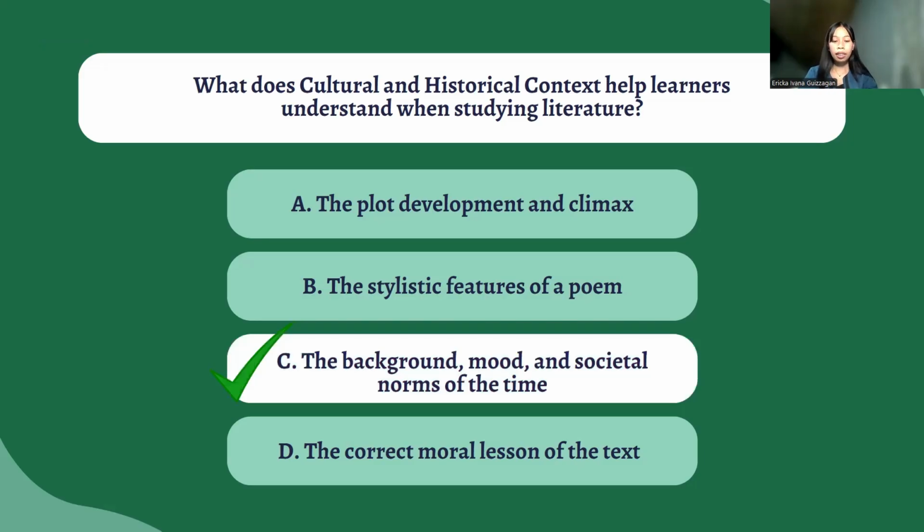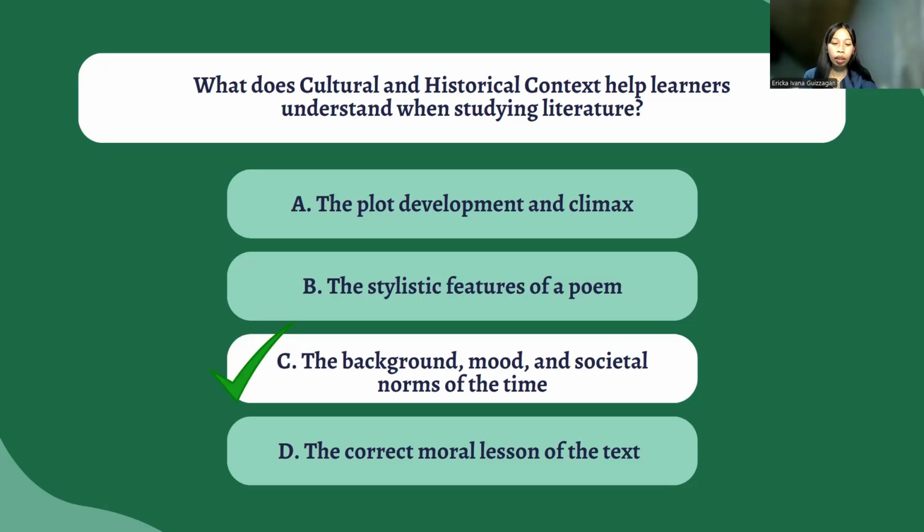Letter C, because cultural and historical context helps learners understand how time, place, social norms, religions, and attitudes shape the text and its meaning. This framework ensures that students gain not just what is said, but why it was said in that way. Okay? Why are the others incorrect?